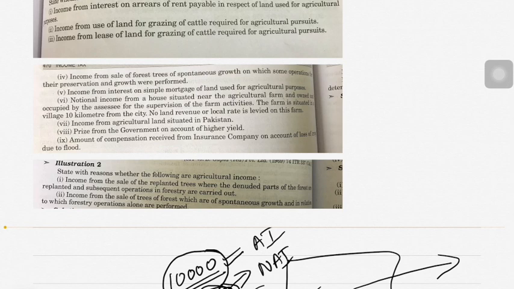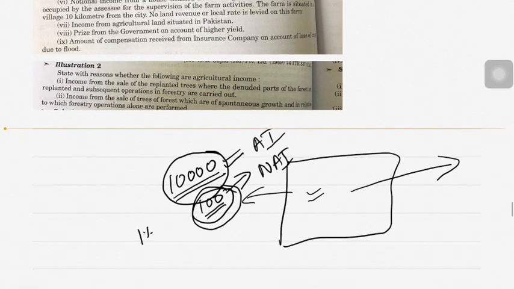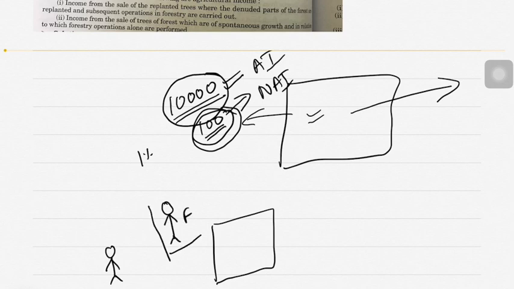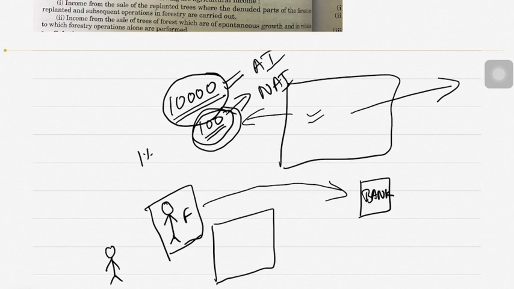Income from interest on simple mortgage of land used for agricultural purpose. Now let me explain this. Suppose I have a land, and this is my land. So this is me. And there is one more person who is my friend. My friend needs a loan from the bank. So my friend has gone to the bank, and the bank manager has said, I can give you a loan, but you have to put some land on mortgage. Now my friend doesn't have any property. So this friend comes to me and asks if he can give my land on mortgage because he wants a loan. I will say, why? I'm not taking the loan.